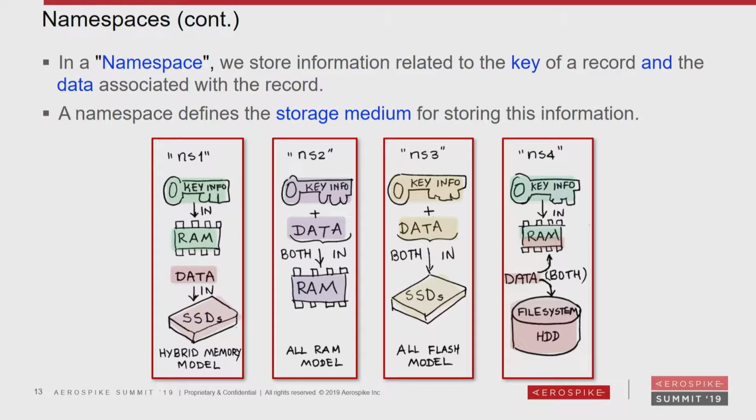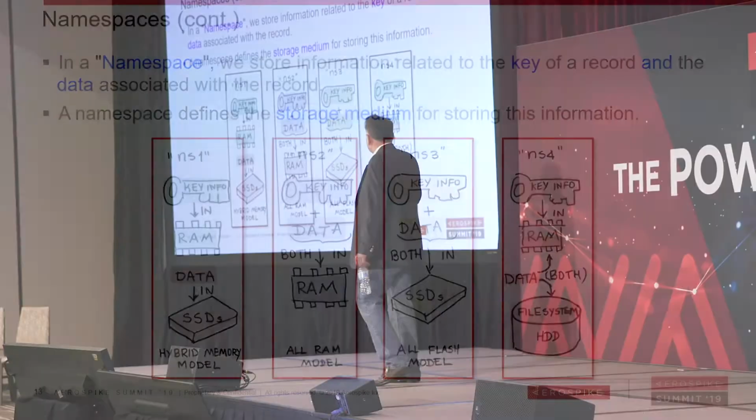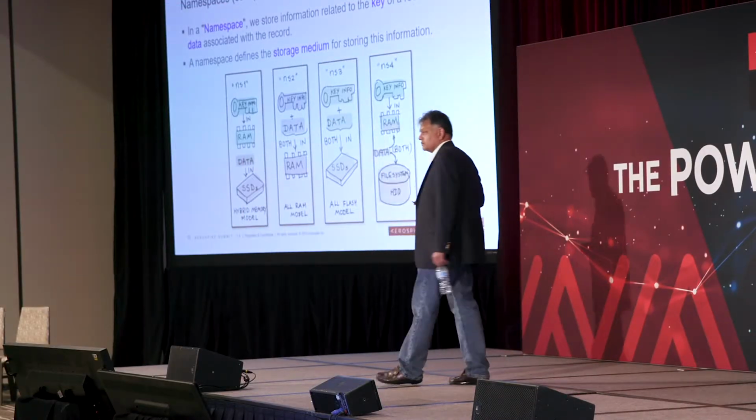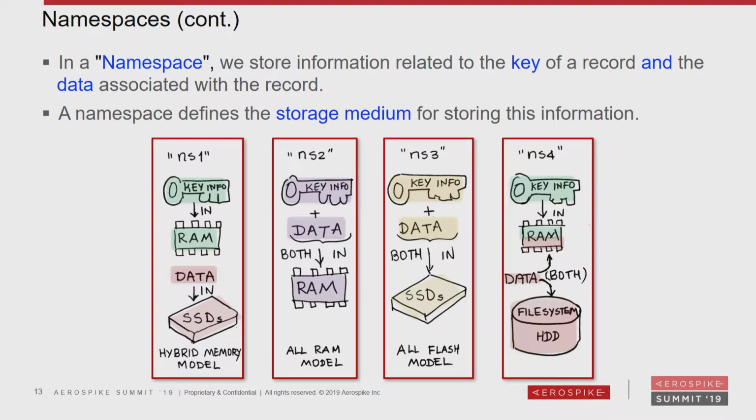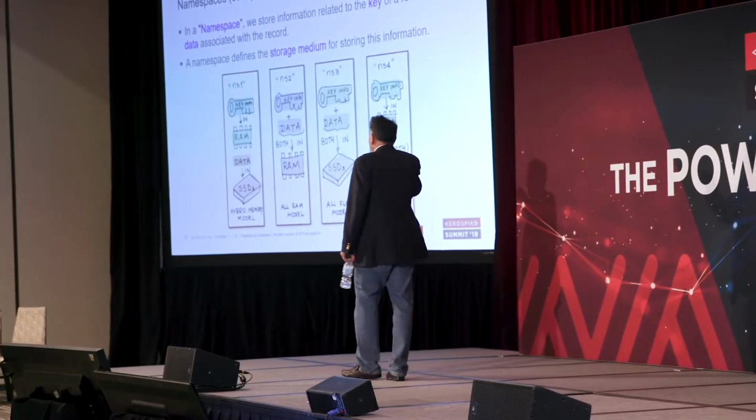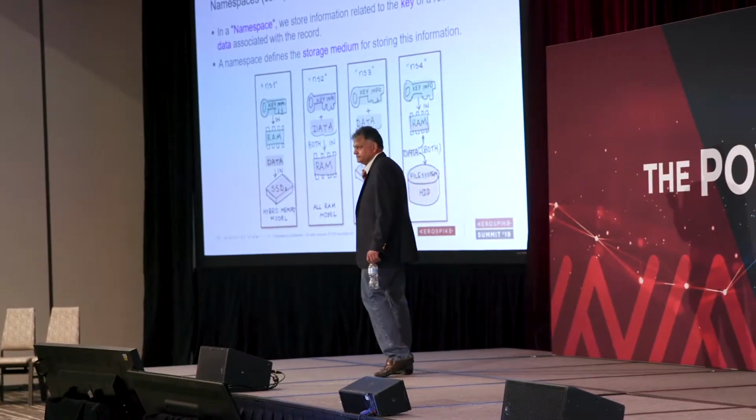And as I said, namespace is your storage medium. Now in Aerospike, the 4 common models today are the hybrid memory model, the all RAM model, the all flash model, and then storing on a file system on spinning disk. And in each of these cases, except for all flash, the key information is stored in RAM.